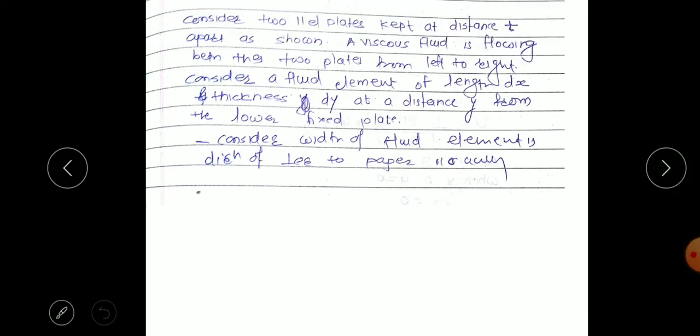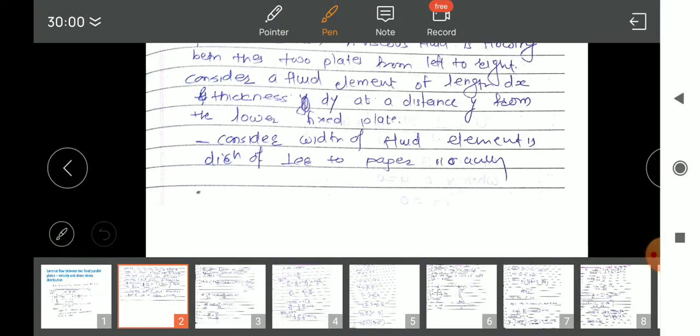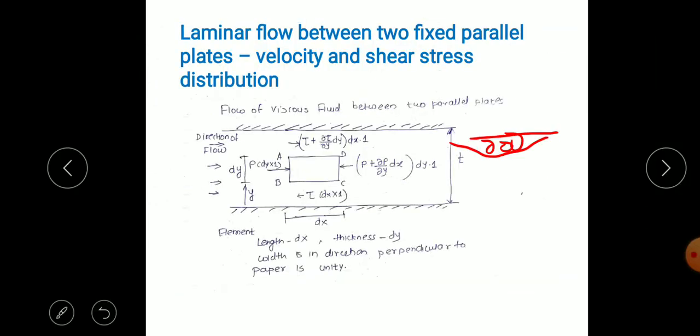We have considered two parallel plates that are t distance apart. y is the variable distance taken from the bottom plate. Now we are considering the forces acting on a fluid element. This is the fluid element ABCD that we have considered. Its length is dx, and along y its thickness is dy.